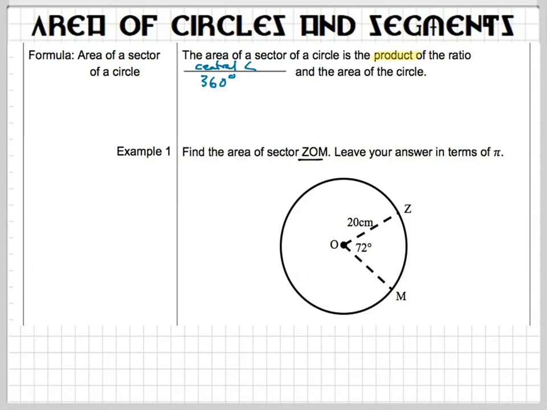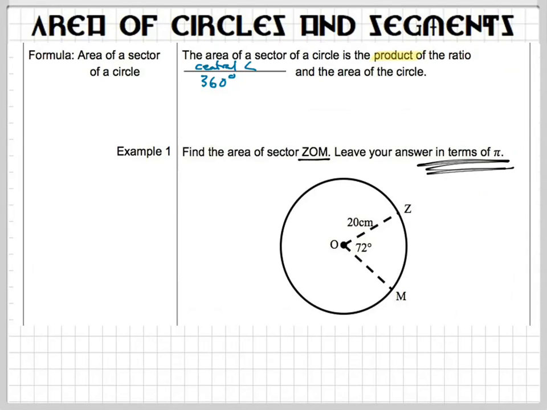Find the area of sector ZOM. When you read the sector ZOM, you start with Z, and you go to O, then you go to M, and then you finish connecting it. It should have only 3 points, I think, for sectors. Leave your answer in terms of pi. I love it when it says that. When it says leave it in terms of pi, we don't have to multiply the pi out. So let's see what we get.